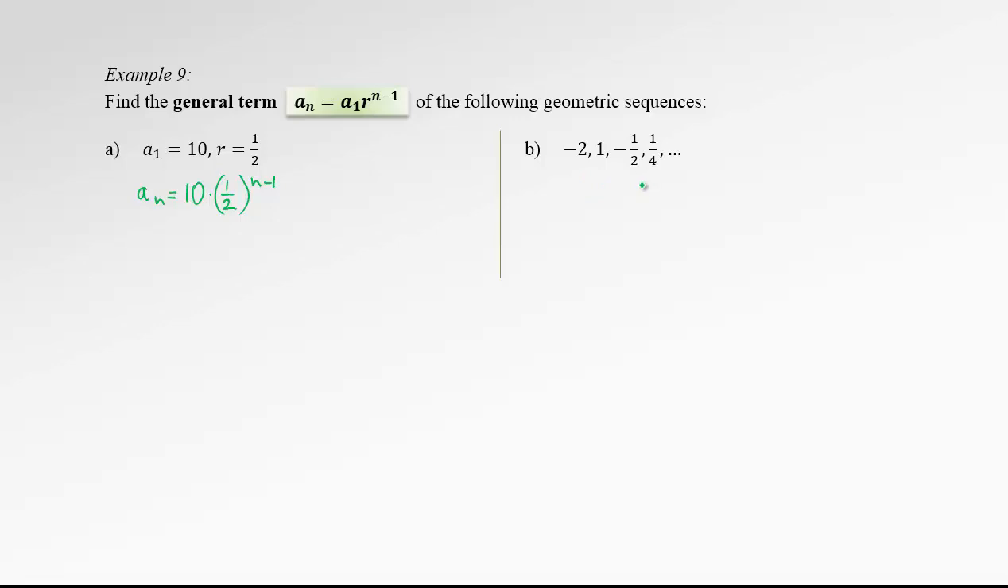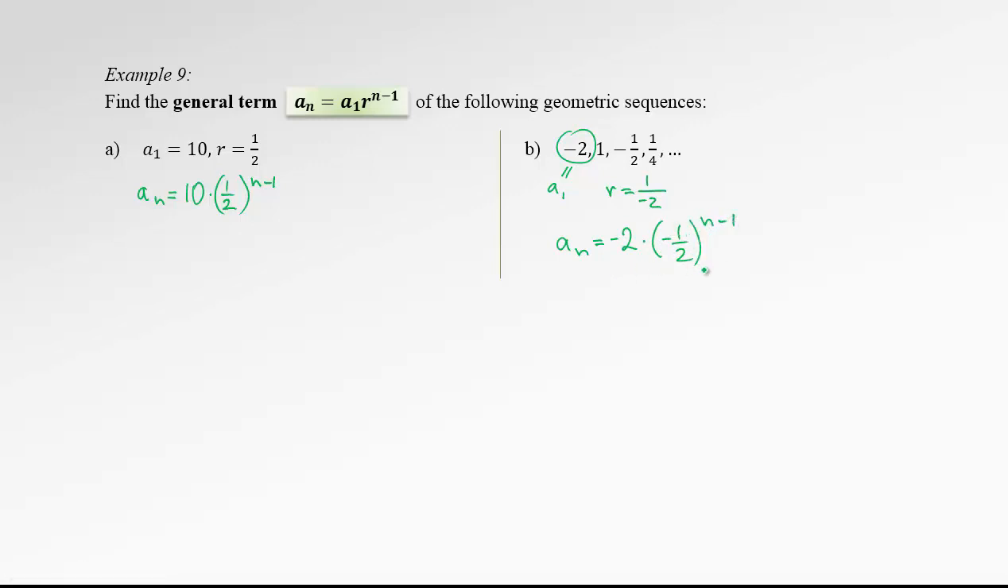However, in the second example, in order to use this formula, we need to figure out what the common ratio r is. We know a1, that's -2, right? And the common ratio r is, well, let's take the first two terms, 1 over -2. Here we go. Therefore, a_n equals a1, which is -2, times -1/2, that's our r, to the n minus 1.